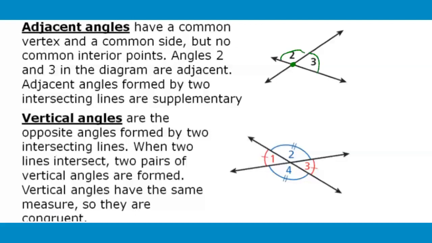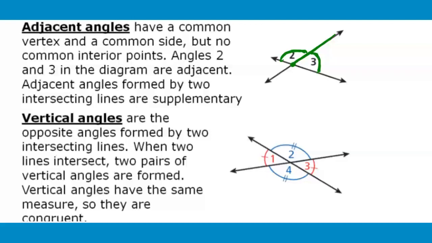So angle 2 and 3, they share this common side. They are right next to each other. The word adjacent means right next to each other. So if I'm making those little loops that indicate the angle, I can see that that loop connects there. The next type is vertical angle.